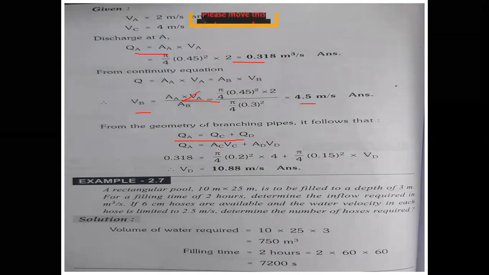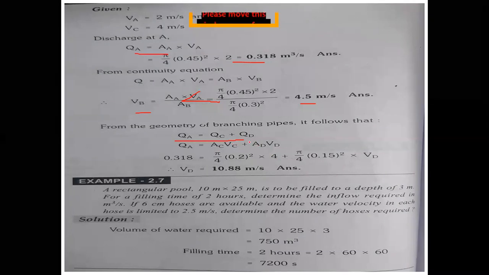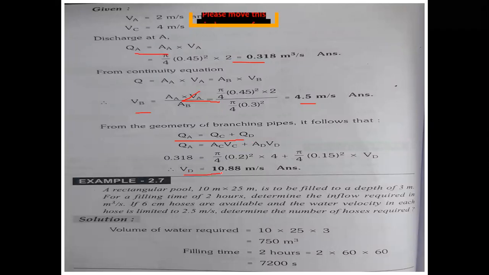0.318 is equal to area, π by 4 into 0.2 squared, into VC is equal to 4 plus AD into VB. So what is the final answer for the velocity at joint D? 10.88 meters per second. That is the process of how you do it. Here we are not doing anything new. Only the continuity equation we are applying, and we are finding the areas for all the branches, and whatever unknown we have to find, based upon similar formulas we apply those factors, right?